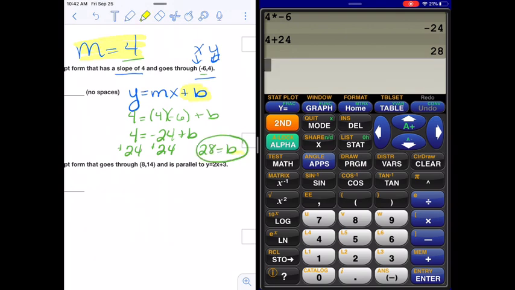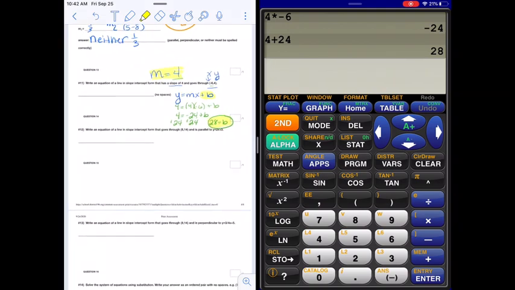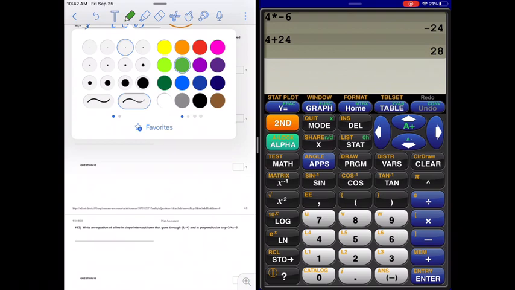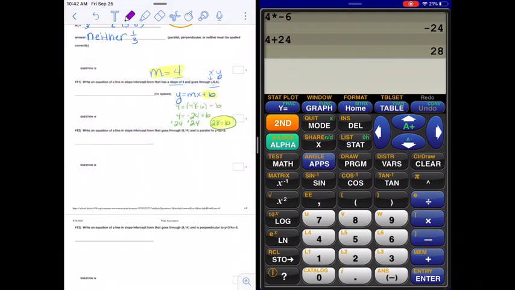So for all of these problems, you are looking for m and b, slope and y-intercept. Once you get that, you write your final answer, which is the equation in slope-intercept form, and you plug in m and you plug in b. So the final answer would be y equals 4x plus 28. When you type that into your Schoology assignment, make sure you don't put any spaces next to it.